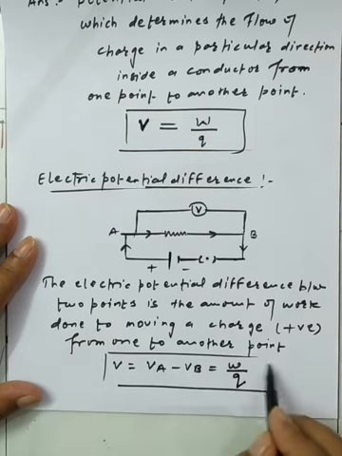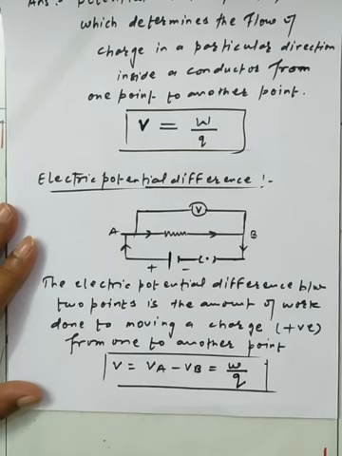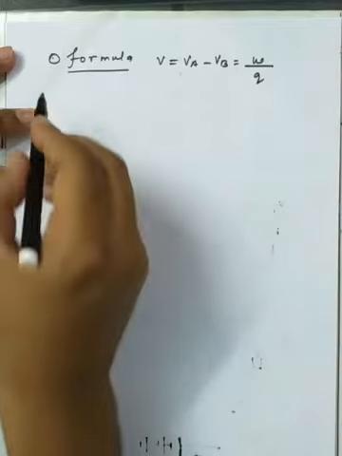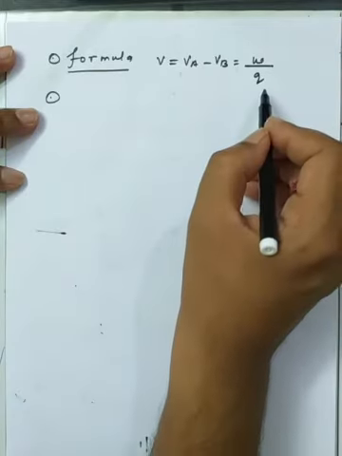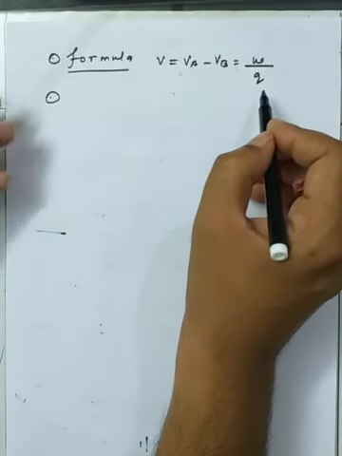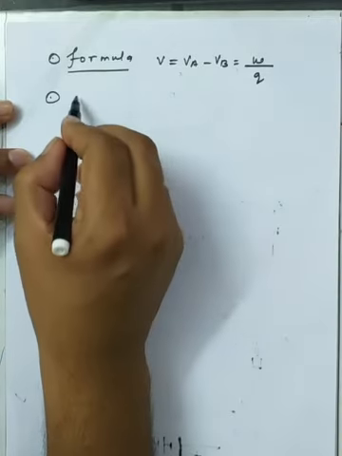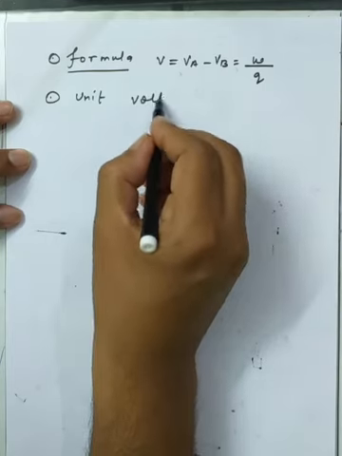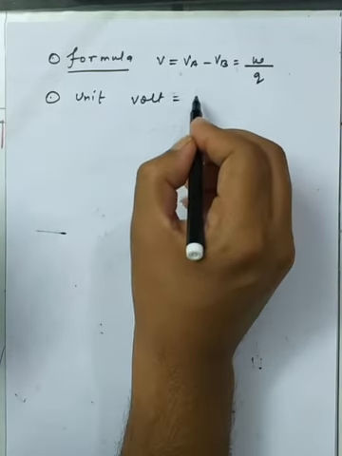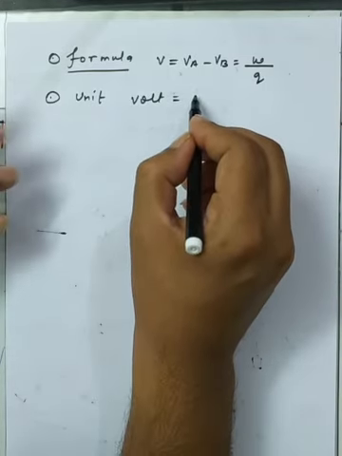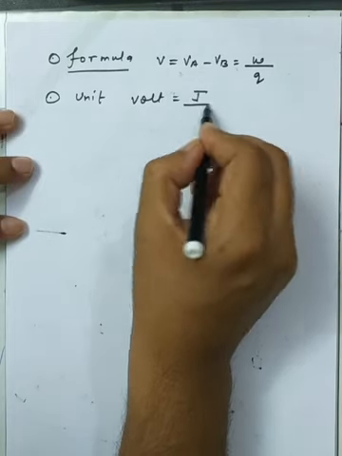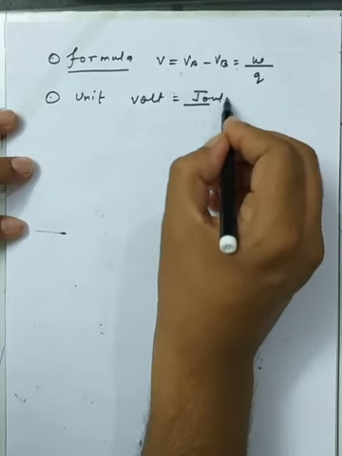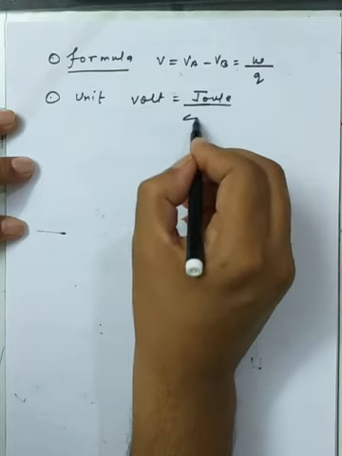Now we will talk about the basic unit of the electric potential or the electric potential difference. One of the basic formulas which we have used here is V is equal to VA minus VB is equal to W upon Q, and the unit of the electric potential is called the volt, and volt can be expressed in equivalent form as joule upon coulomb.